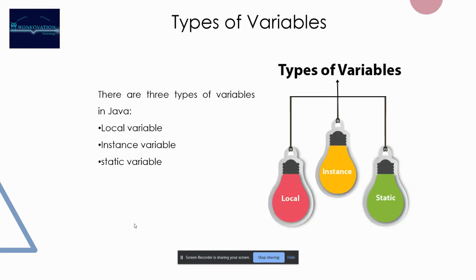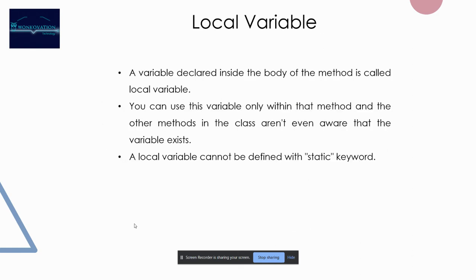Now, let's talk about the types of variables. There are three types of variables in Java: local, instance, and static variable. Now, local variable. Variables declared inside the body of a method are called local variables. You can use this variable only within that method, and other methods in the class aren't even aware that this variable exists. Hence, the scope of a local variable exists only in the method where it is defined. A local variable cannot be defined with the static keyword.